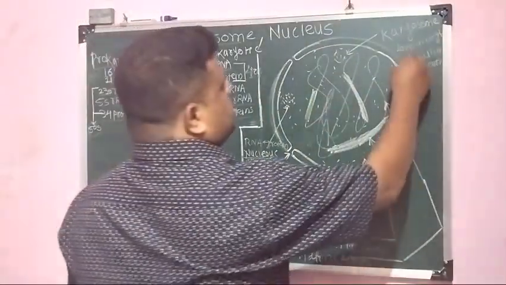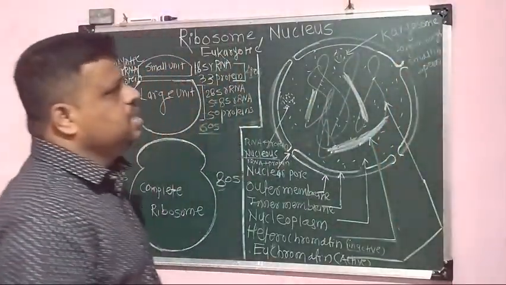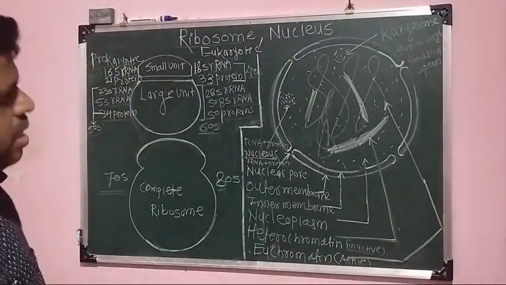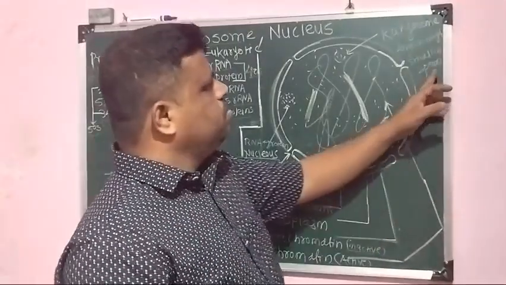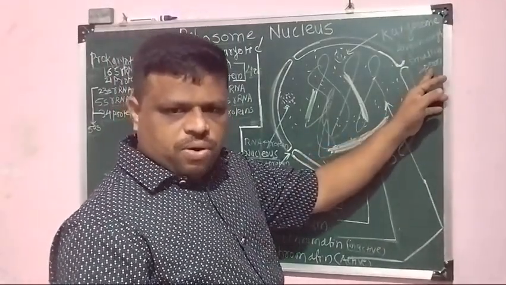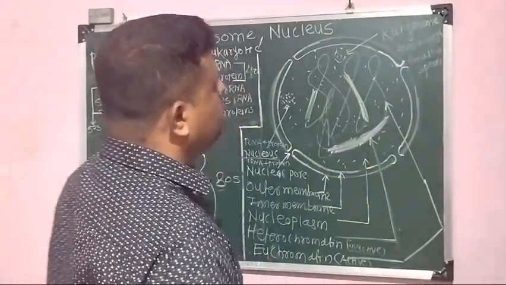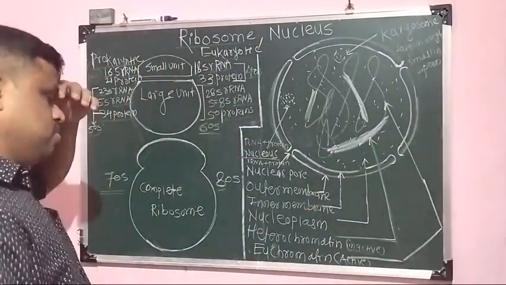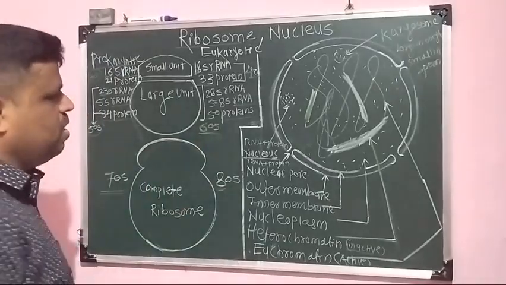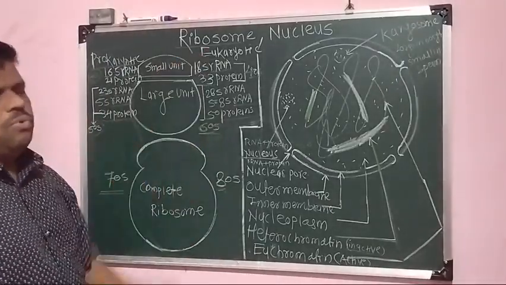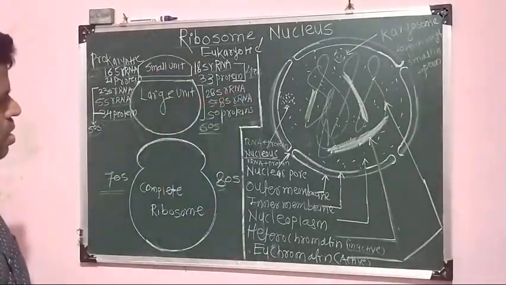As I said earlier, this is bigger in size in case of oocyte and small in size in case of sperm. This is very small in sperm and very large in the oocyte. Okay, so this is simply regarding it. So I hope all of you have understood both these cell organelles, that is ribosome and the nucleus.